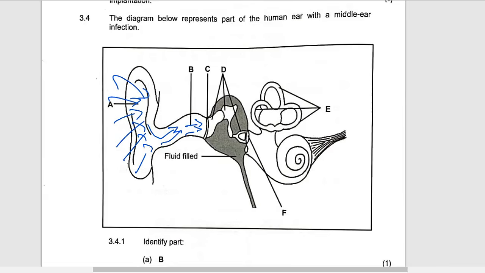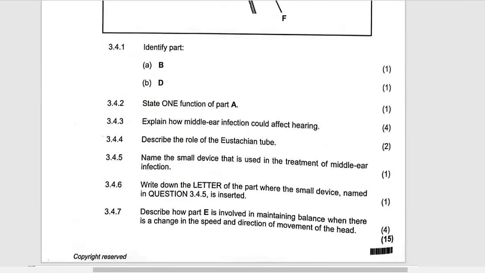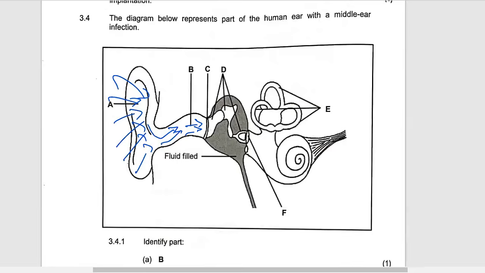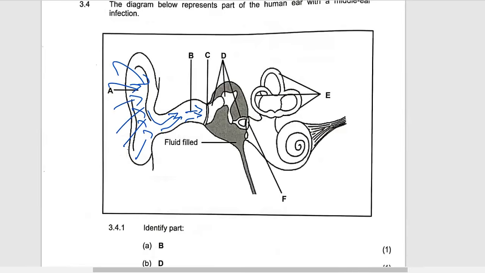And then another question is, explain how the middle ear infection could affect hearing. How does this middle ear infection affect hearing? It means that there will be a problem with part D, these ossicles, to move freely. So basically you can say that part D, or what you call the ossicles, will not vibrate freely because of the fluid which is inside there. Will not vibrate freely, and then this will cause the oval window not to receive enough vibration.